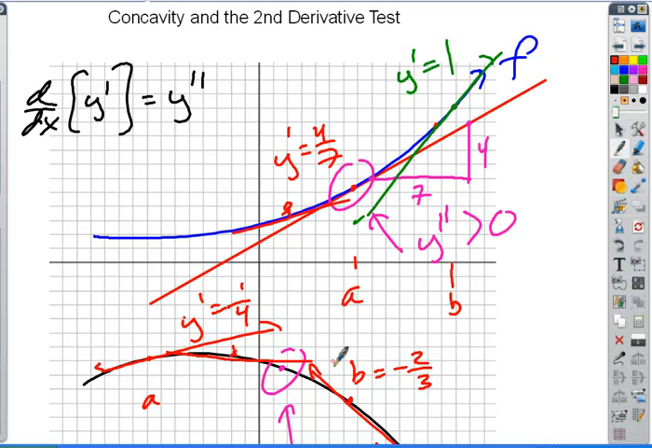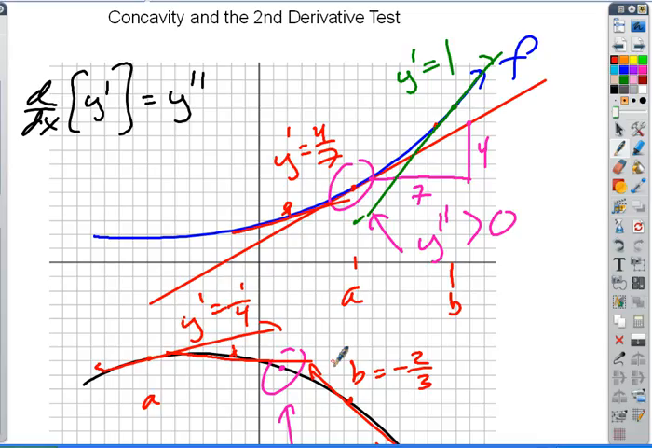Yes, sir? I have a really stupid question. If that was flipped, mirrored across the y-axis, it would still be concave up and concave down? Yes. If it were mirrored in the y-axis, it would still be concave upward. If it were mirrored in the x-axis, it would be concave downward.